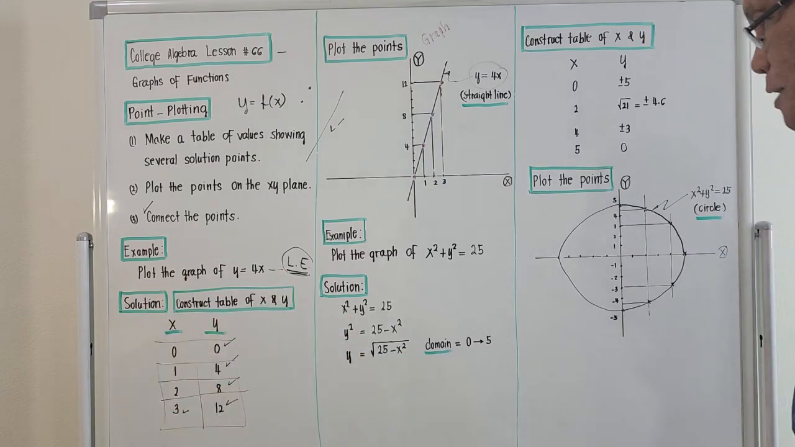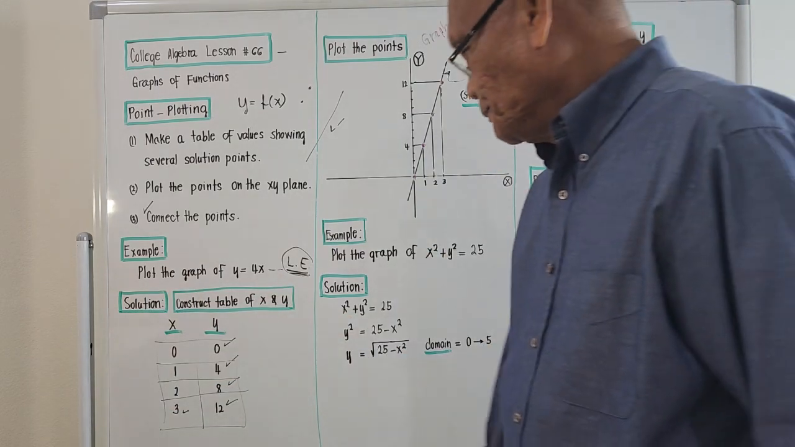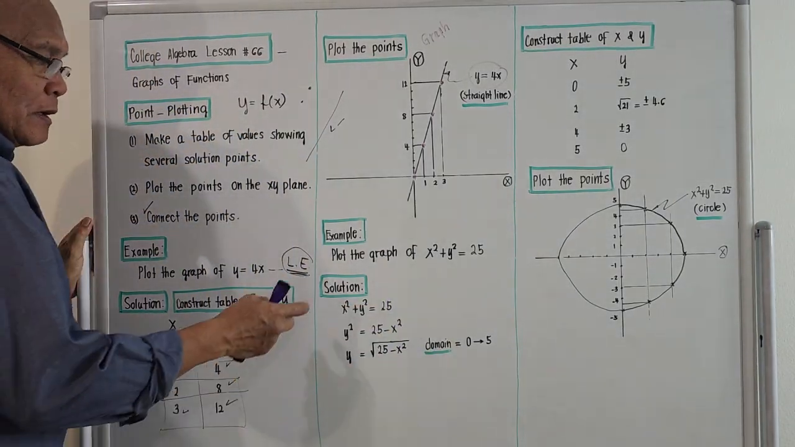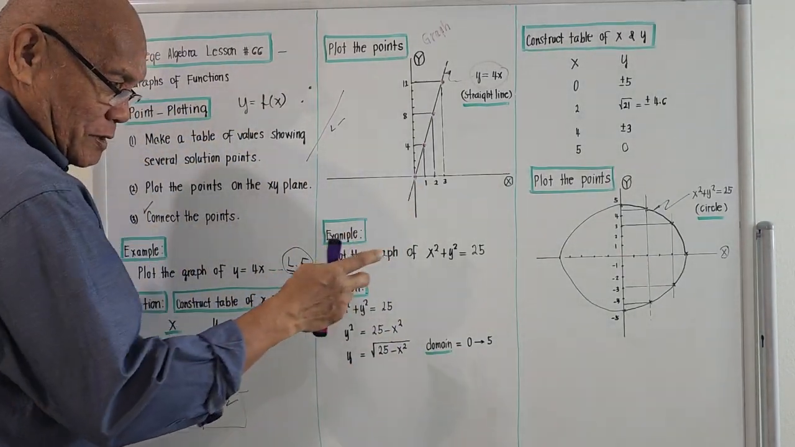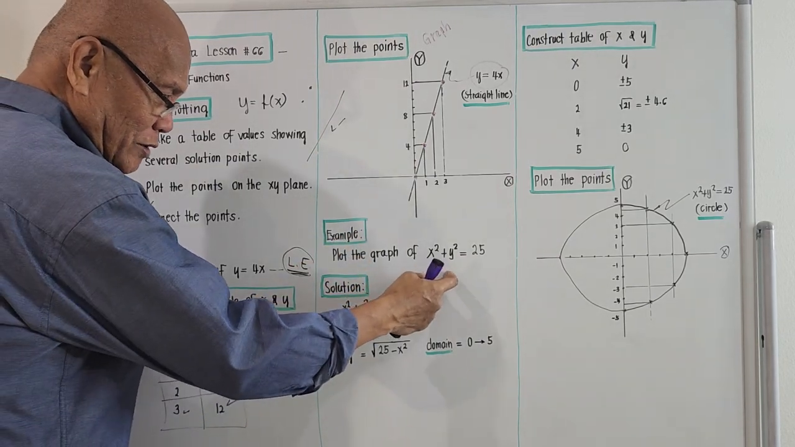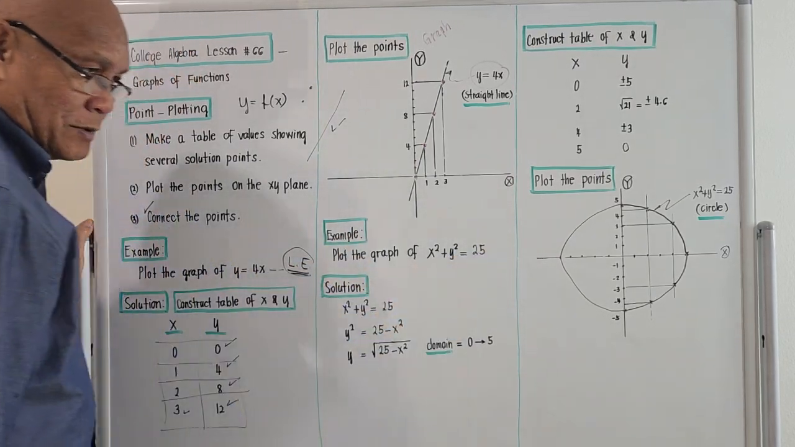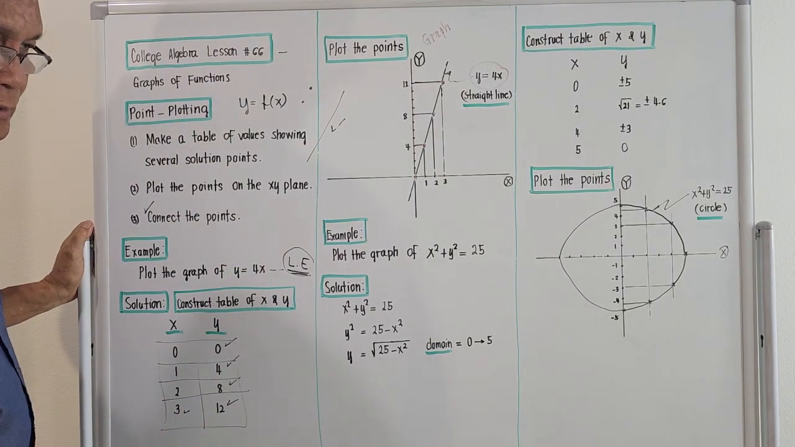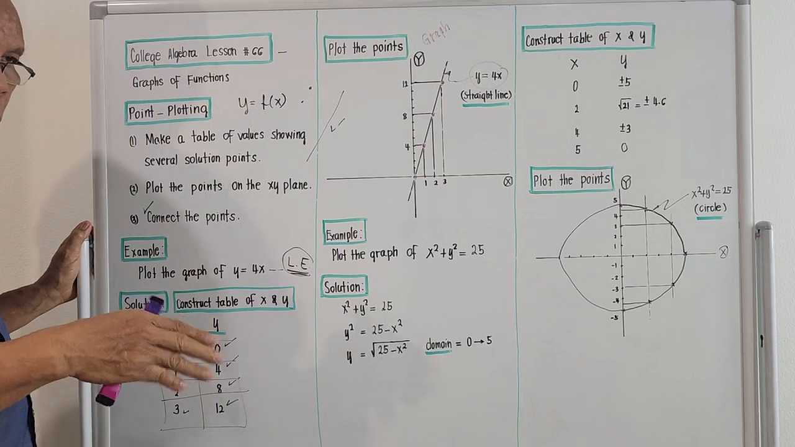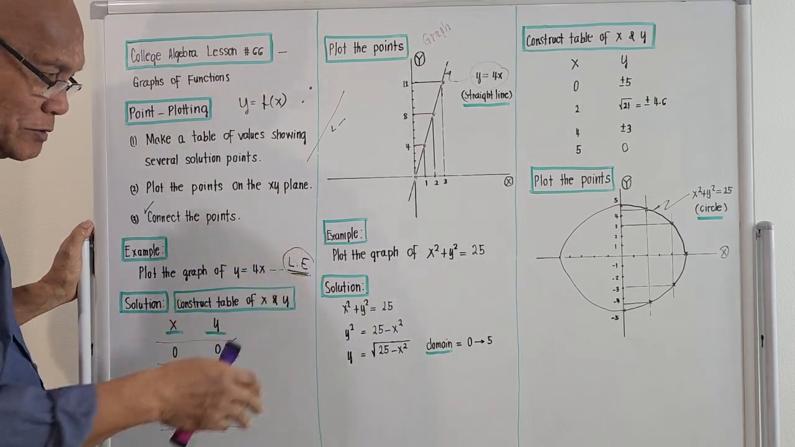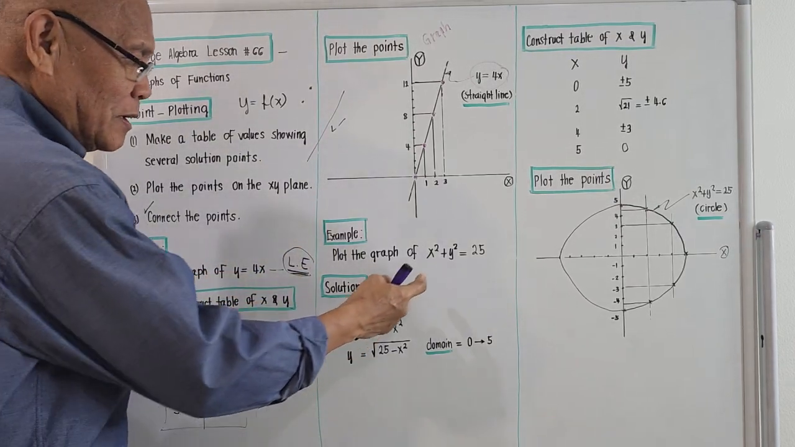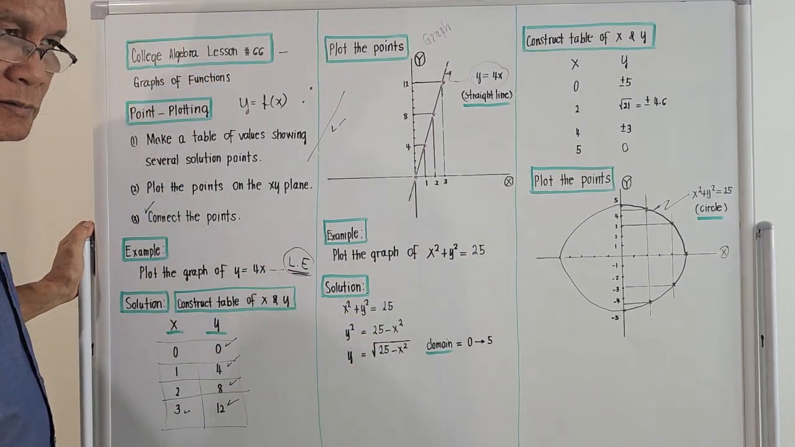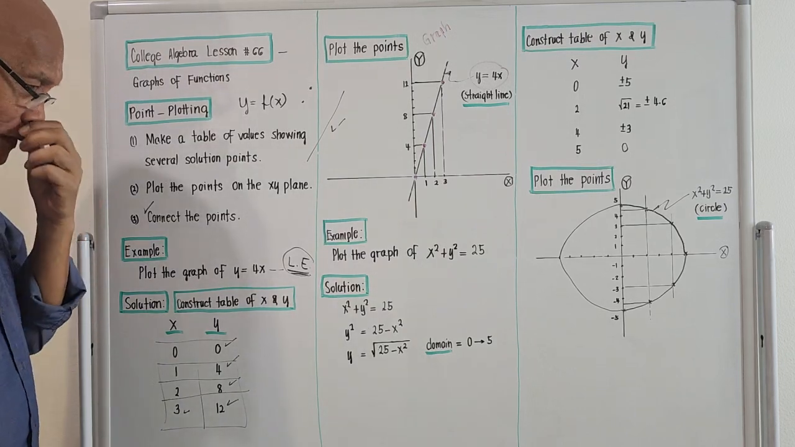Okay, let's proceed with example number 2 for this morning. A little bit harder. Plot the graph of the equation x squared plus y squared equal to 25. If we try to expect the degree or the highest power of exponent of x and y for the given equation or function, it is actually quadratic, right? So if it's a quadratic, we got a problem.